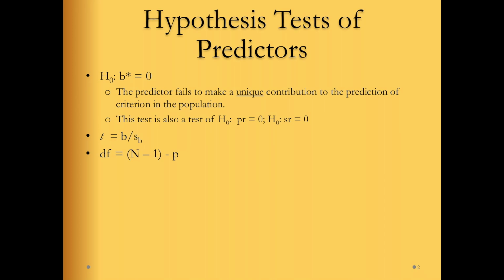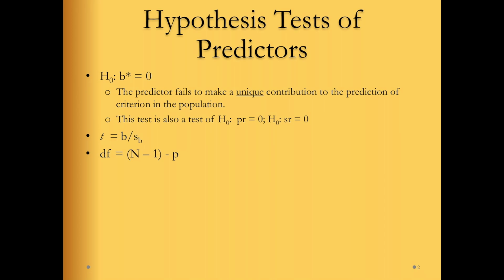This null will be tested using the t-statistic, and just as we have learned in bivariate regression, the t is computed by dividing our measure of effect size by standard error. Here, we will divide the partial regression coefficient by the standard error of the partial regression coefficient.